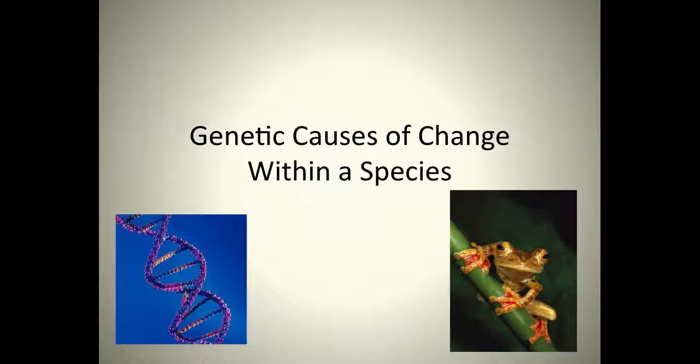So we are going to look at the second section of notes in this unit. It is called Genetic Cause of Change Within a Species, longest title ever. And so here we go. We're going to take some of those ideas that we talked about in the species notes and apply them more to genetics of organisms.